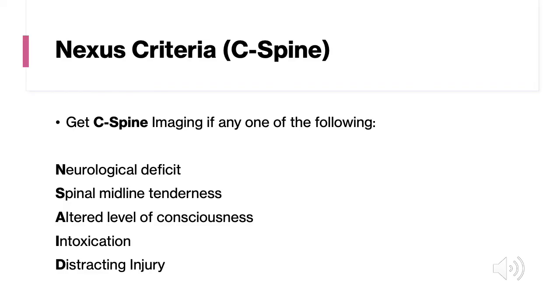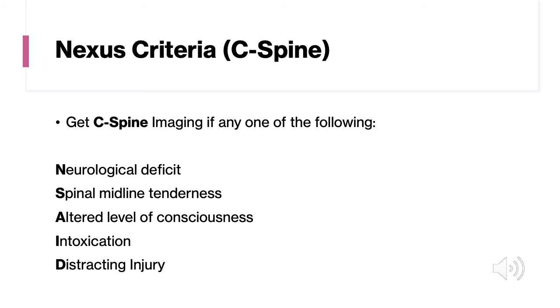By contrast, the Nexus criteria is a little bit shorter and easier to remember, I think. You're going to get C-spine imaging if any one of the following are present in your patient: a focal neurological deficit, spinal midline tenderness, altered levels of consciousness, intoxication, or a distracting injury. The abbreviation NSAID is a pretty good way to remember this. And I think this one is going to pay dividends if you commit it to memory early. I think this is one that you'll be more likely to get questions about just because it's a little bit more compact.